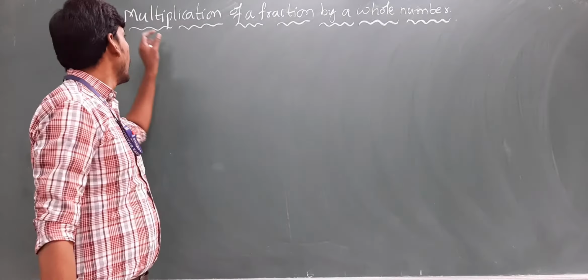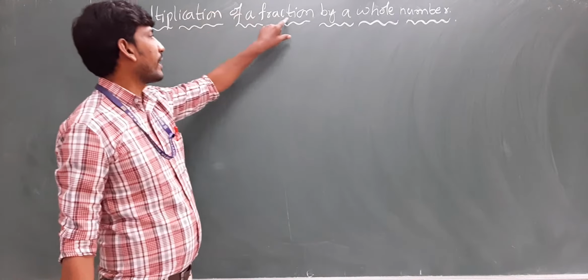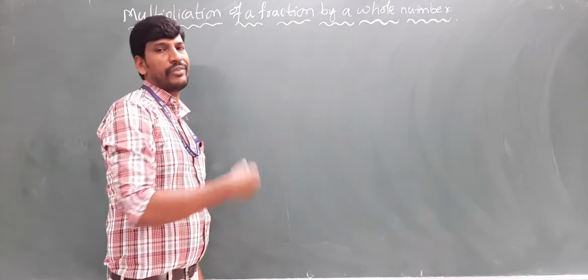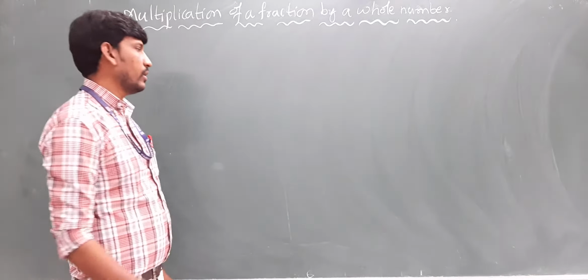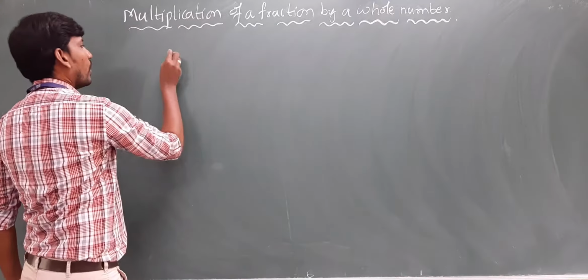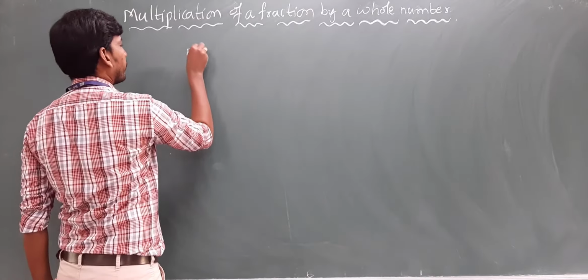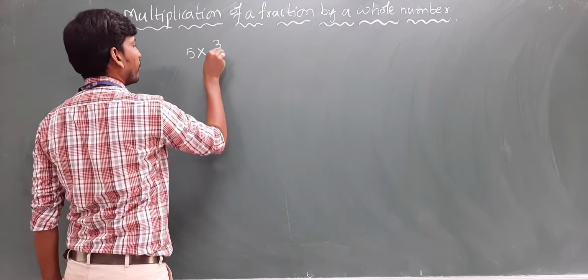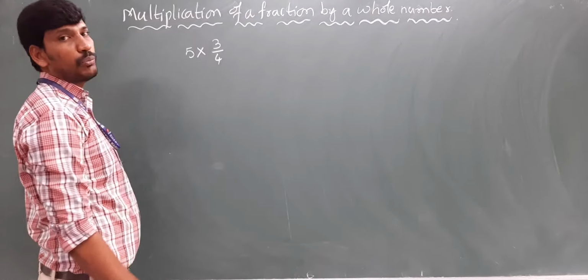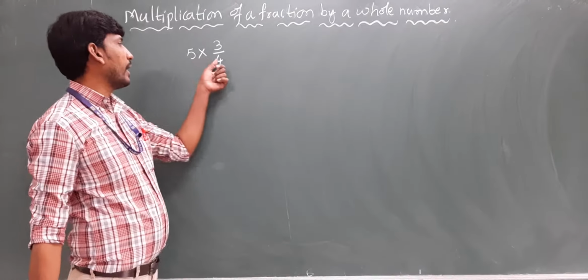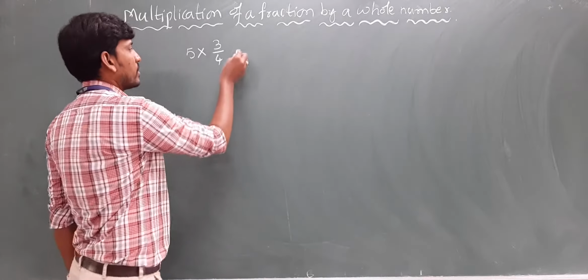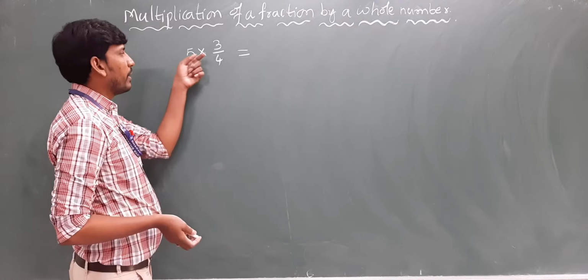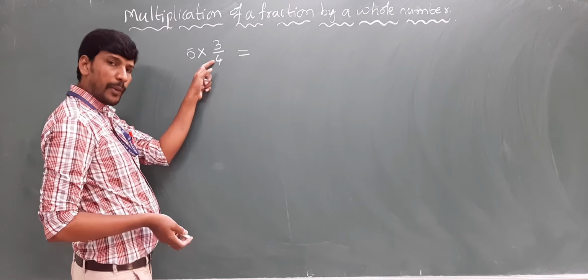Now, children, multiplication of a fraction by a whole number. Just now we discussed three different types of examples. Now, let us discuss, see, what will happen when you multiply 5, a whole number, with any fraction, 3 by 4. See how to multiply a whole number and a fraction. 5 is nothing but 5 only. But here 3 by 4 is a proper fraction.